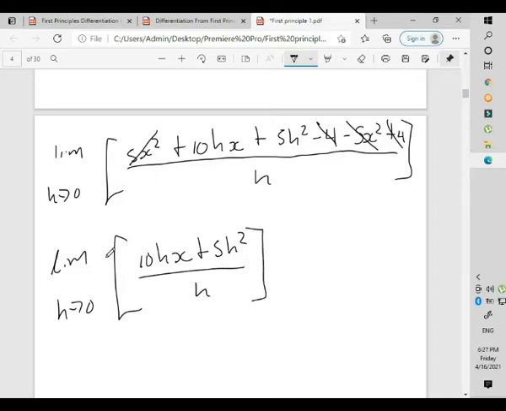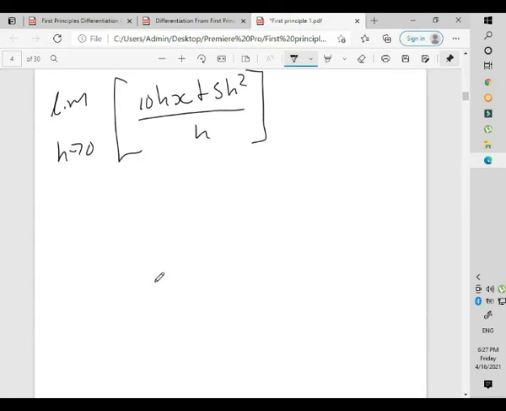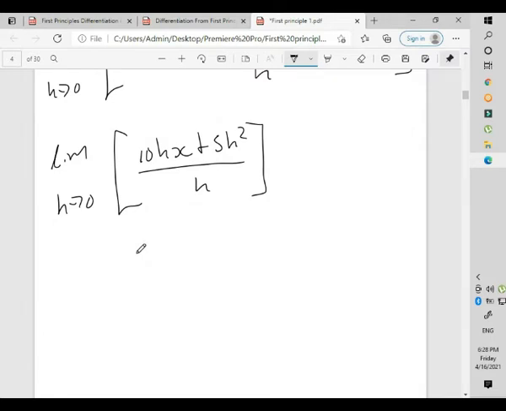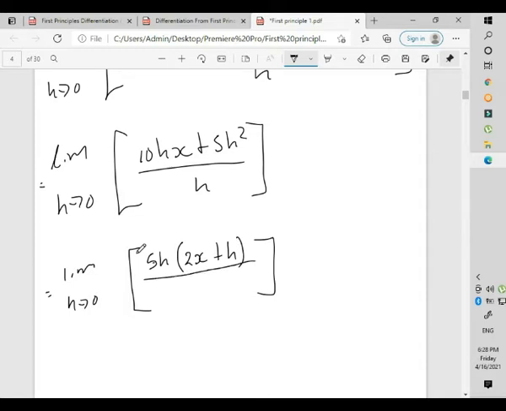Now, some persons may have a little bit of a different opinion on actually solving this part here, but I will factorize how you should factorize. So limit as h approaches 0. I'm going to factor the numerator. So I have 10hx and 5h squared. I automatically notice that I have h that's common, and 10 can be divided by 5, so I have 5h outside, leaving me now with 2x plus h, all divided by h.